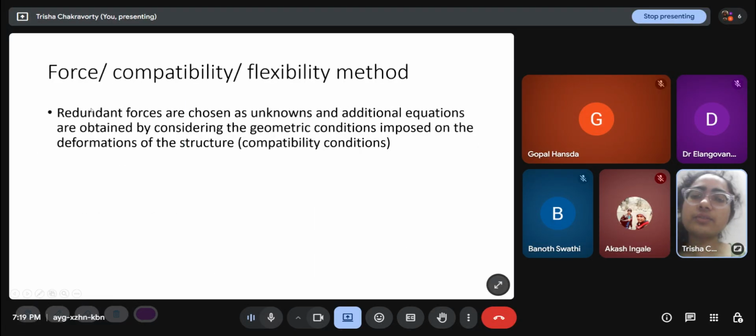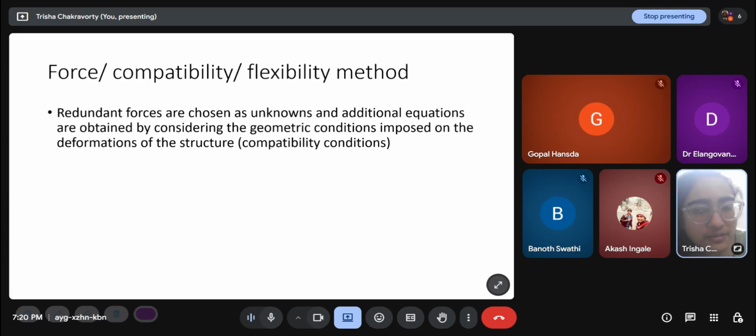So that is how we are going to take redundant forces as unknowns, and additional equations are obtained by considering the geometric conditions imposed on the deformation of the structure. Compatibility conditions. Now I also have to define what a compatibility condition is. Equations of equilibrium are the force related equations, right? Because it says that sigma Fx equal to 0, sigma Fy equal to 0, sigma Mz equal to 0. That means the overall forces are balanced in a structure. And compatibility conditions are like a dual side of it; all structures have to satisfy both the equations of equilibrium and also the equations of compatibility.